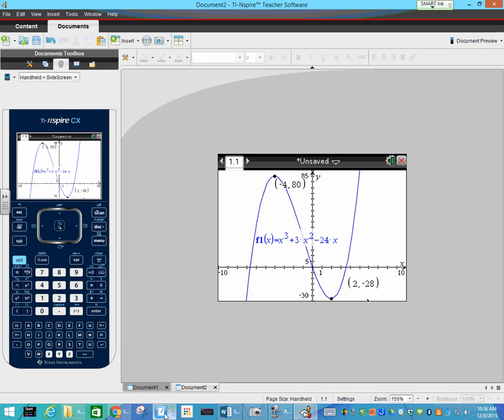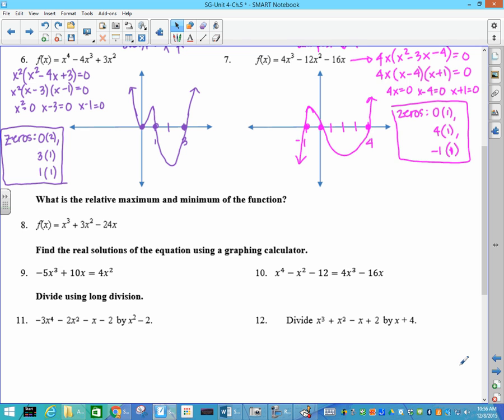So let's go put that back on our paper. So we have a relative max, and a relative max ended up being at negative 480, and then we'll stay with that one. A relative min is at 2, negative 28. Okay? All right, number 9, going back to my graphing calculator.